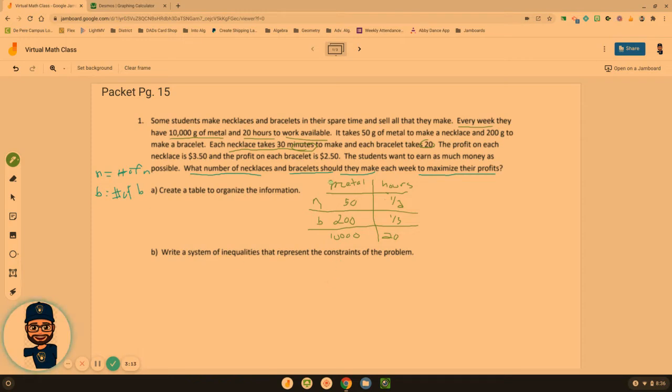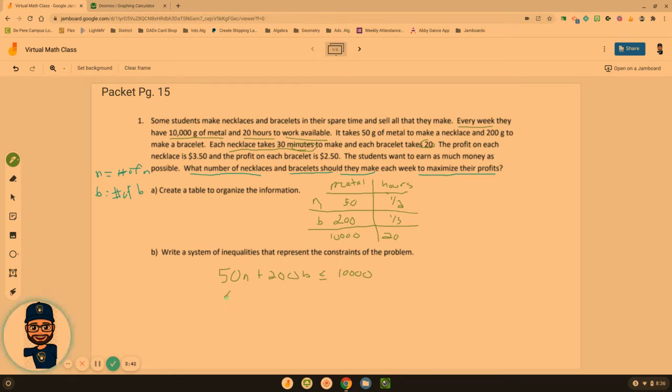So let's use an inequality for metal. 50 times every necklace plus 200 times every single bracelet has to be compared to 10,000. Now we have 10,000 grams of metal to use, so we could have it equal 10,000, or the amount we use has to be less than that. So less than or equal to 10,000.